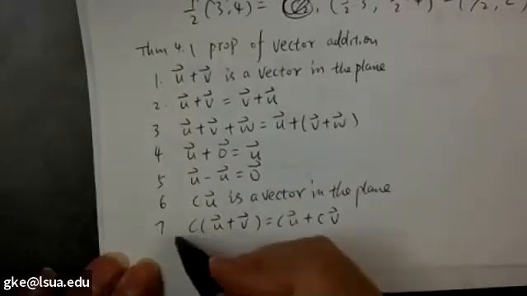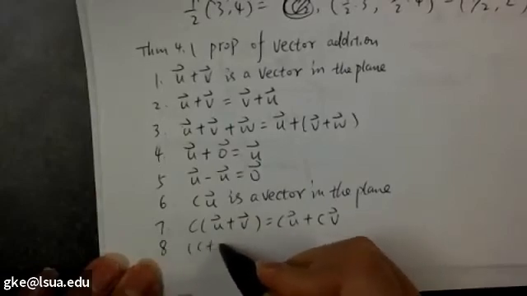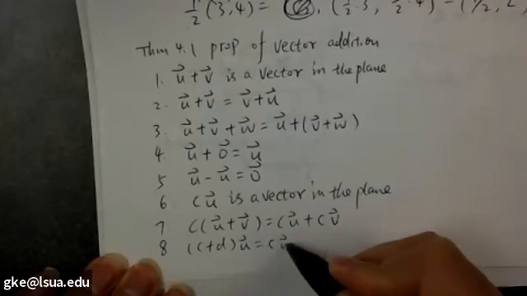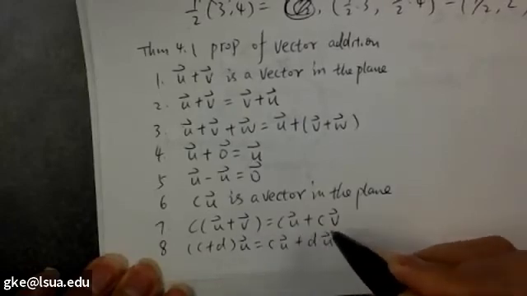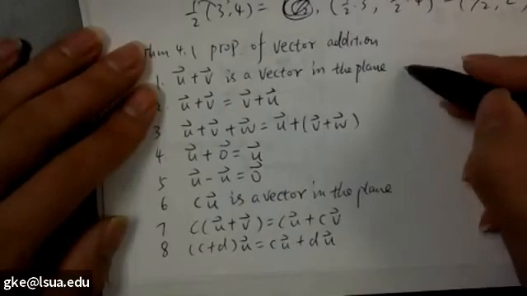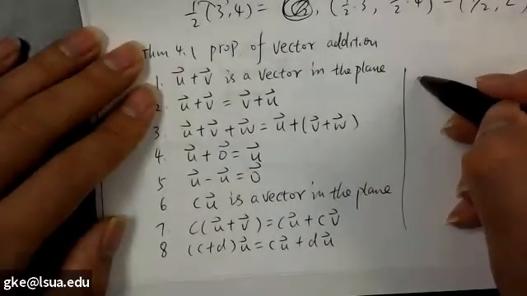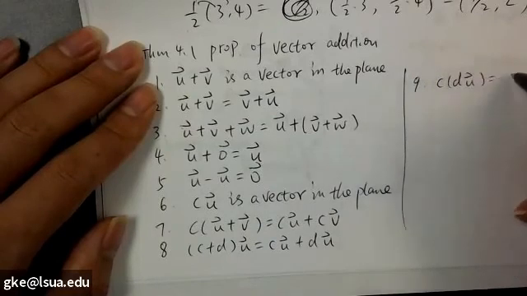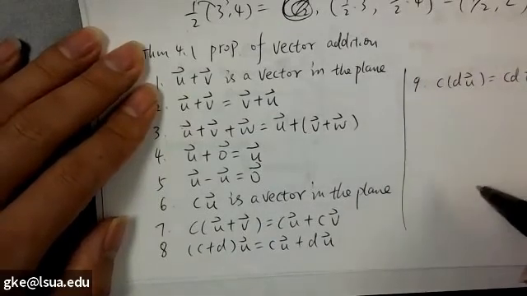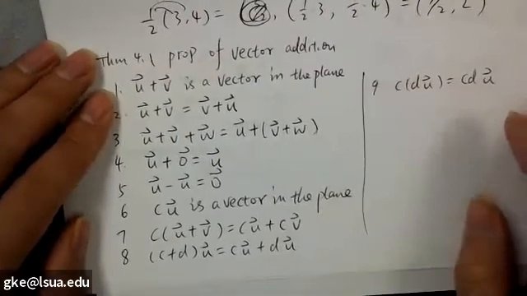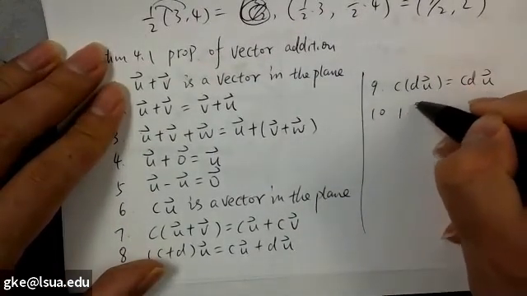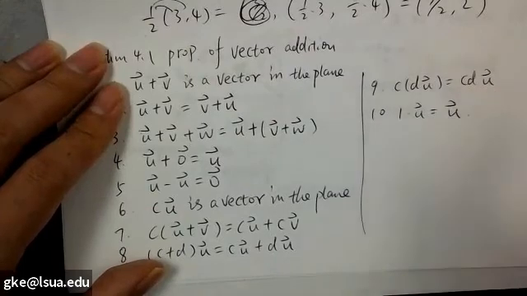8, (c plus d) times u equals cu plus du. 9, c times (du) vector equals (cd) times u vector. 10, 1 times u equals itself.